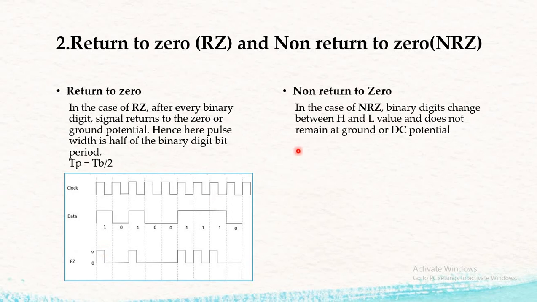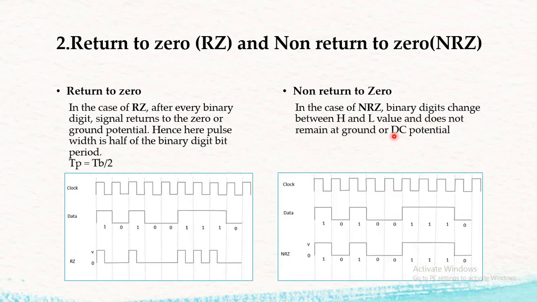Next one is non-return to 0. In the case of non-return to 0, the binary digit changes between H and L values and does not remain at the ground or a DC potential. So this is your non-return to 0. Here the value is present, there is no return back to 0.